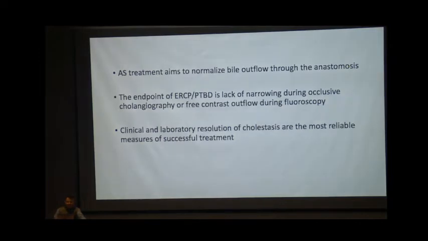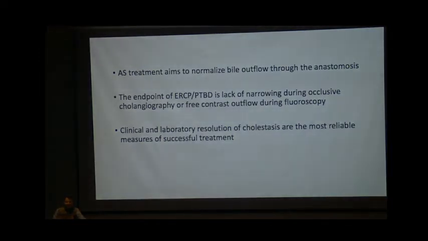So the treatment of anastomotic stricture is balloon dilatation, and it aims to normalize the bile outflow through the anastomosis. The end point for ERCP or PTBD is lack of narrowing during occlusive cholangiography or free contrast outflow during fluoroscopy. Clinical and laboratory resolution of cholestasis are the most reliable measures for successful treatment. And I'll show you one of the cases.